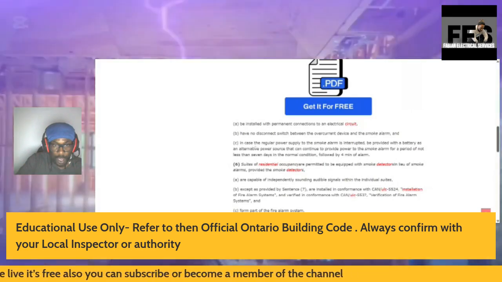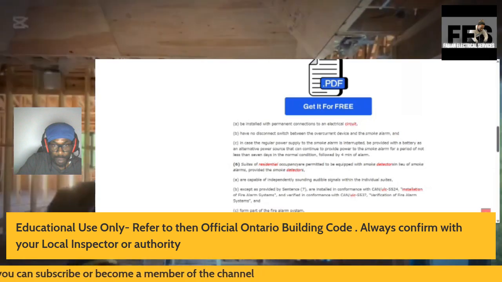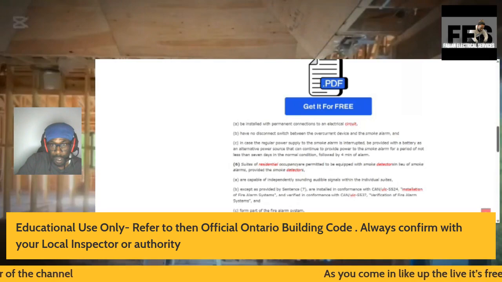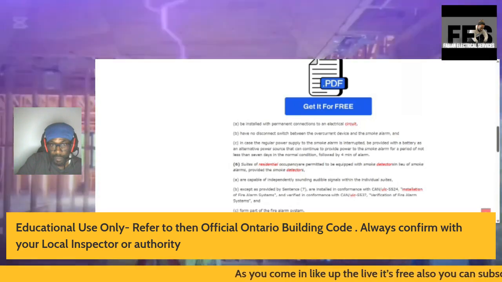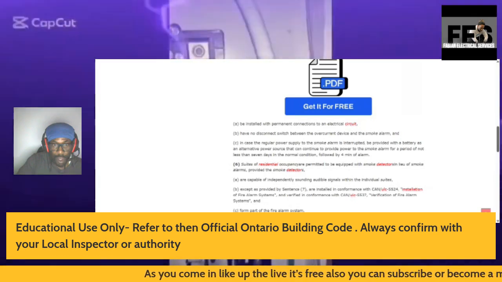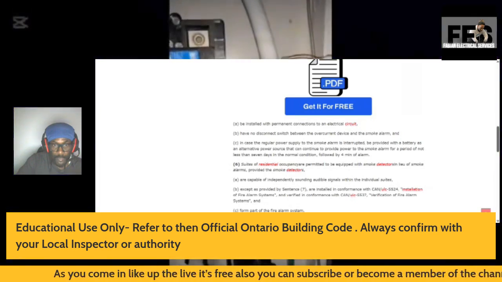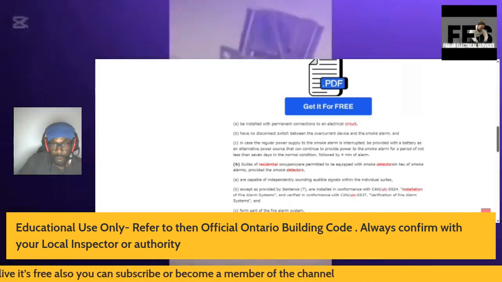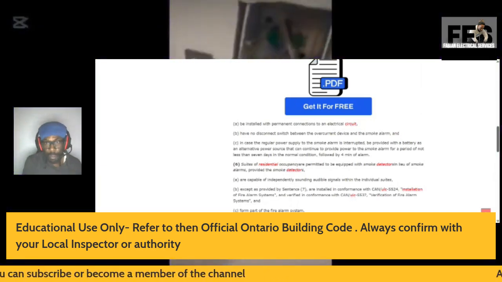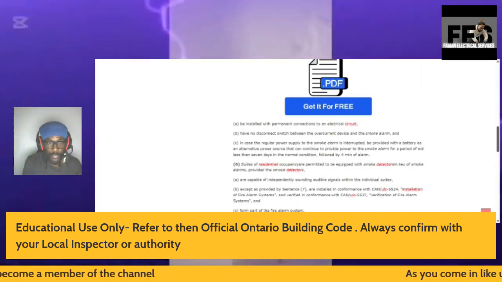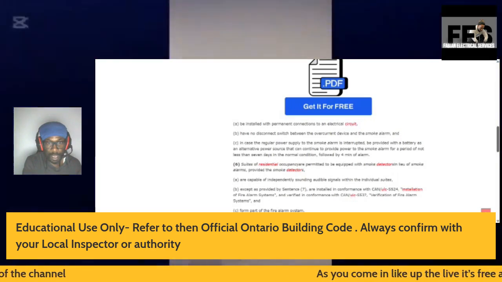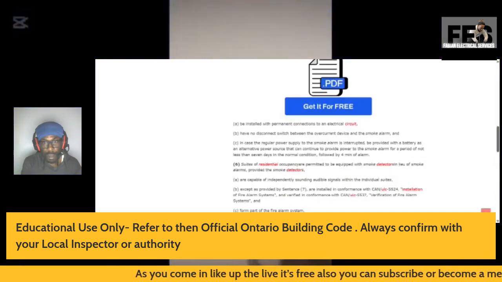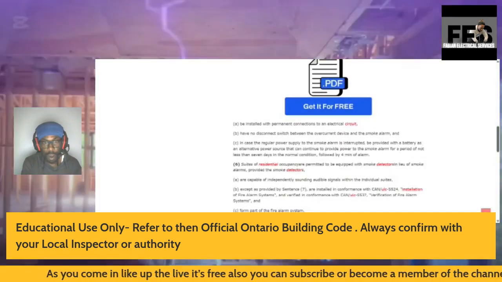In case the regular power supply to the smoke alarm is interrupted, it must be provided with a battery as an alternative power support that can continue to provide power to the smoke alarm for a period of not less than 7 days in the normal condition, followed by 4 minutes of alarm.